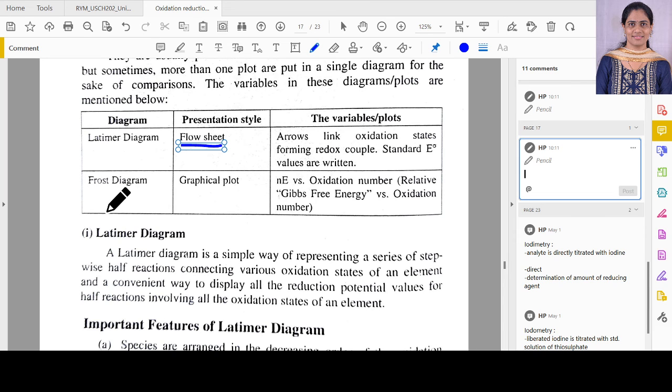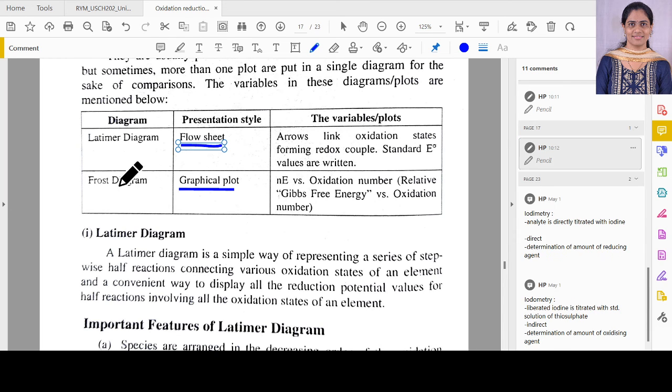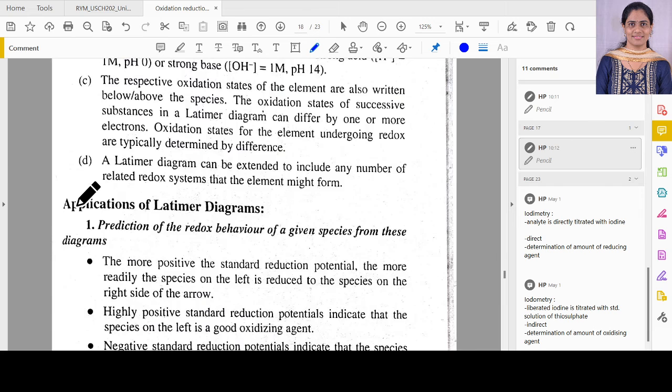Whereas Frost diagram is a graphical plot. Frost diagram is a graphical plot of standard reduction potential nE versus oxidation number. So it is a plot of nE versus oxidation number. It is a graph, which gives free energy versus oxidation number. nE stands for Gibbs free energy versus oxidation number. इस प्लॉट को फ्रोस्ट डायग्राम बोलते हैं.